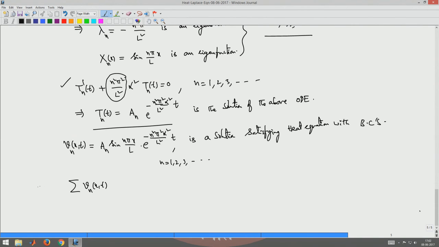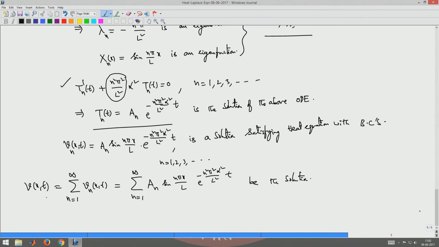V of x, t, as a superposition of all these solutions. N is running from 1 to infinity, a_n sin(n pi x by L) e to the power minus n square pi square alpha square by L square t, as a superposition being the solution.